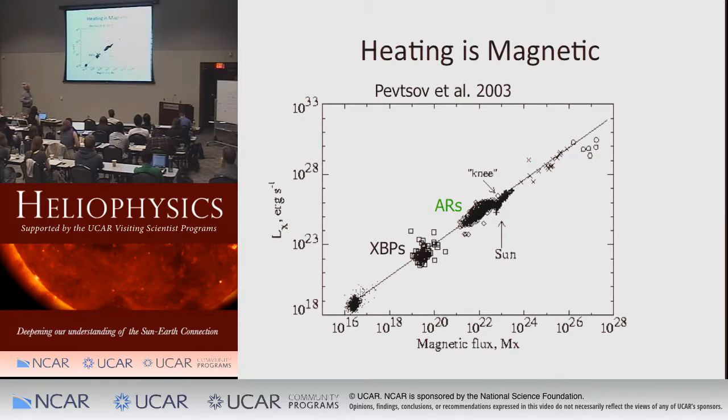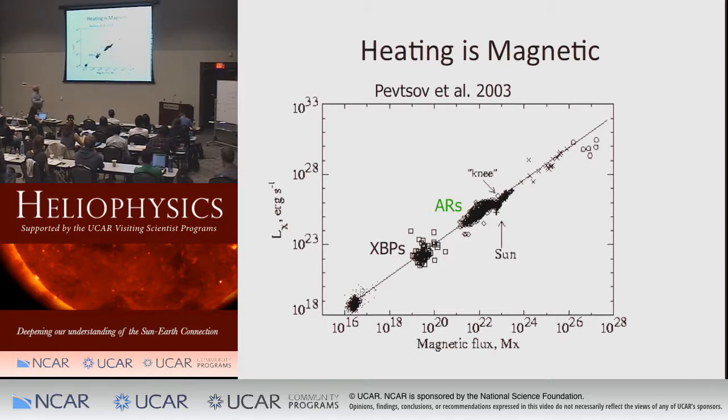But here's a plot of the amount of magnetic flux, in Maxwells (Gauss centimeters squared), in a bunch of different things, and the amount of energy lost, at least to various bands of X-rays. And what we see here are small little magnetic features on the sun called X-ray bright points. These are bits of even smaller clumps of magnetic field. These are the active regions, those big coronal loops. This is the whole sun. And these are a bunch of active stars.